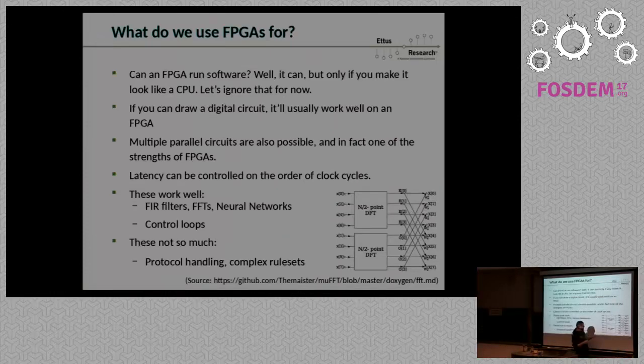You have data on the left-hand side, and then it gets clocked through from left to right, and at the output you have your FFT, a couple of clock cycles later. It's very nice. So FFTs, filters, and neural networks are examples of things that are easily implementable on FPGAs. Control loops are also nice, because we can control latency very tightly. That's nice for control loops. If we have to do complex decision making, it can get difficult.